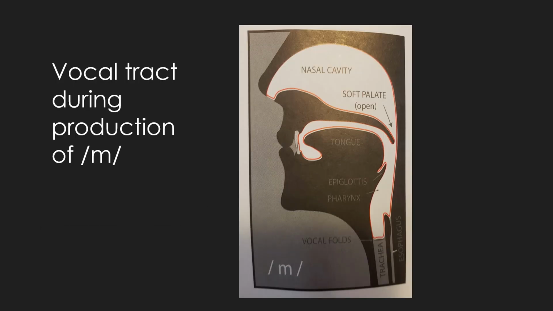So this picture is showing a cross-sectional view of the vocal tract during the production of the sound m. As you can see, the lips are closed, the soft palate is open because it is a nasal consonant, so the nasal cavity is being used. And then you can see the tongue positioning in the mouth. And you can see where the sound is coming from at the beginning of the vocal folds or the glottis.